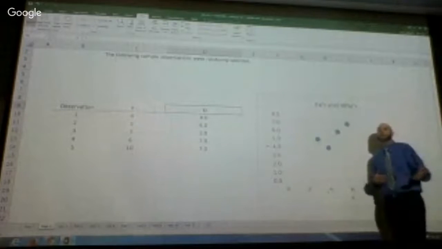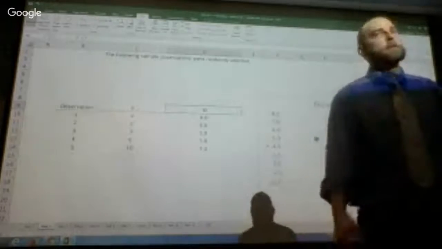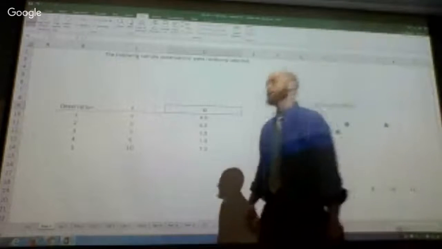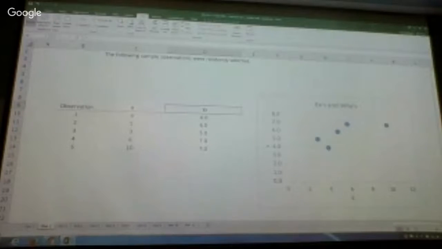Which one's independent, which one's dependent? X is independent, Y is dependent. Those are the first 2 questions. Number 3 is what's the nature of the relationship?